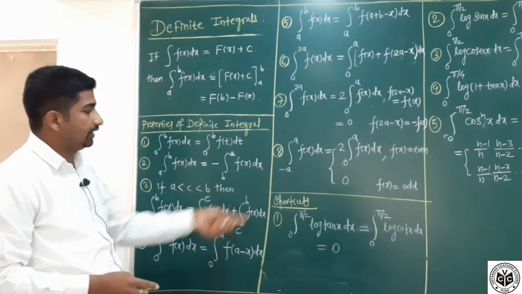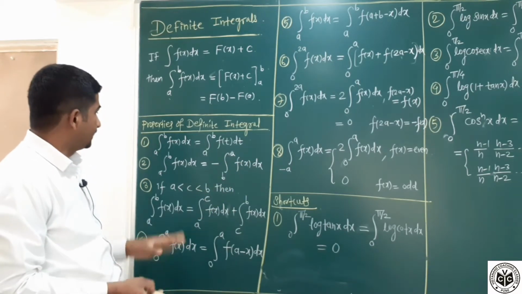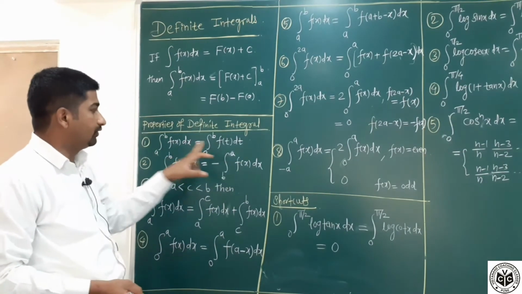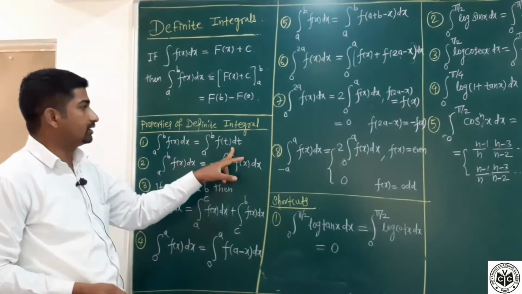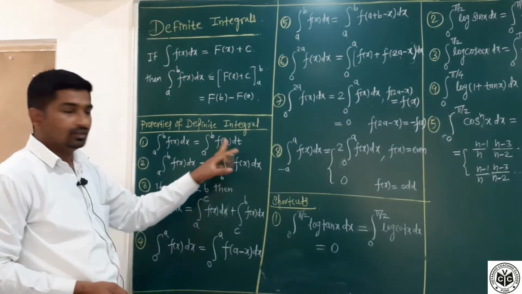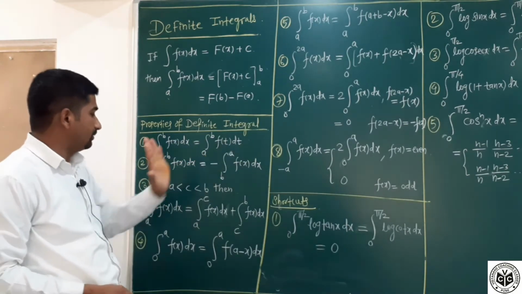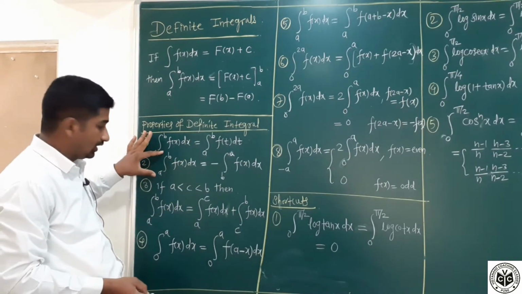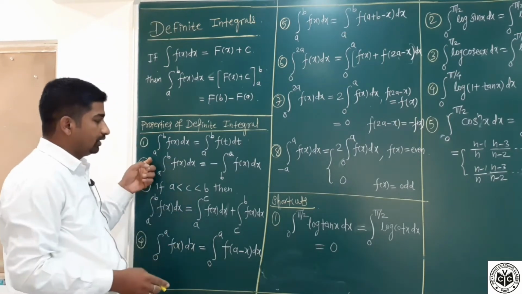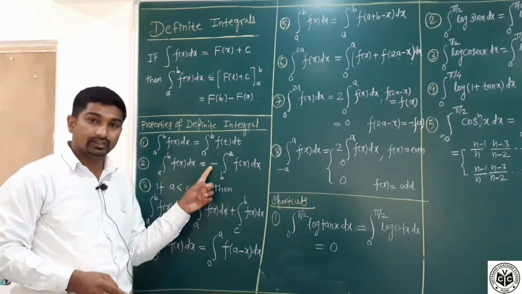So we will see some properties of definite integral. We have a total of 8 properties of definite integral. Variable of integration is immaterial, we can replace x by t, and the value is still the same, because at the end we are putting in the limits. Next, if you interchange the limits of integration, meaning instead of a to b you make it b to a, then we have a minus sign.